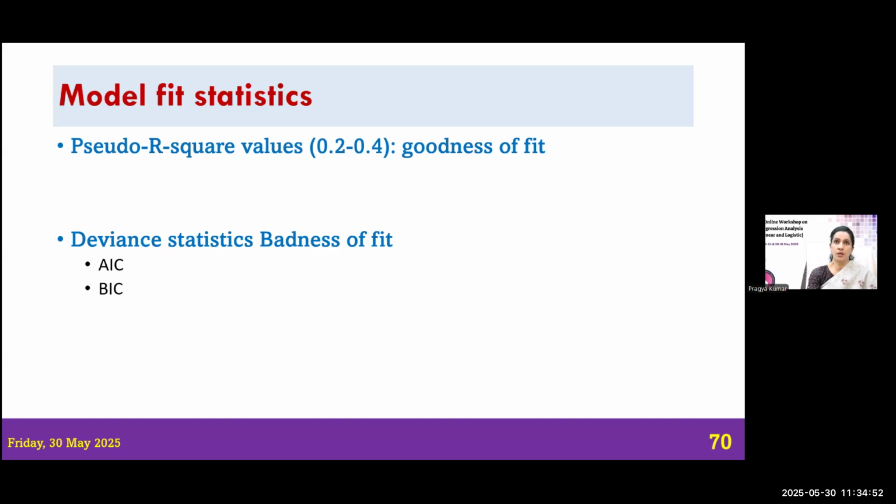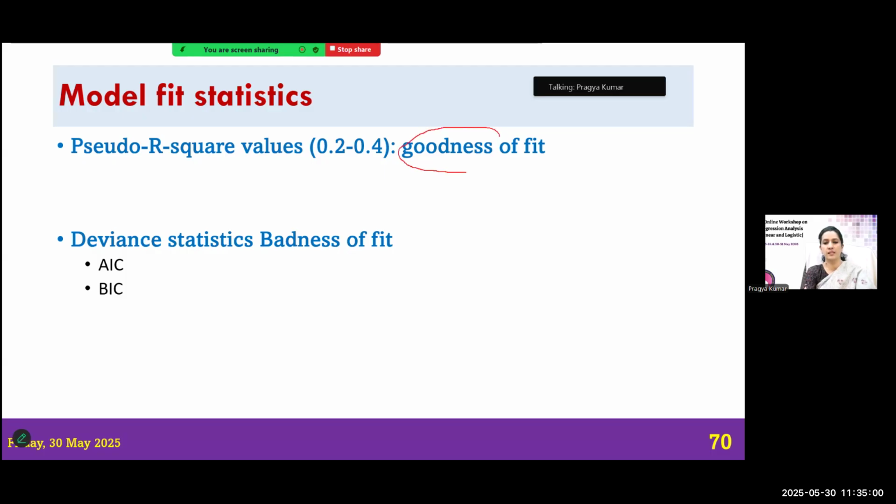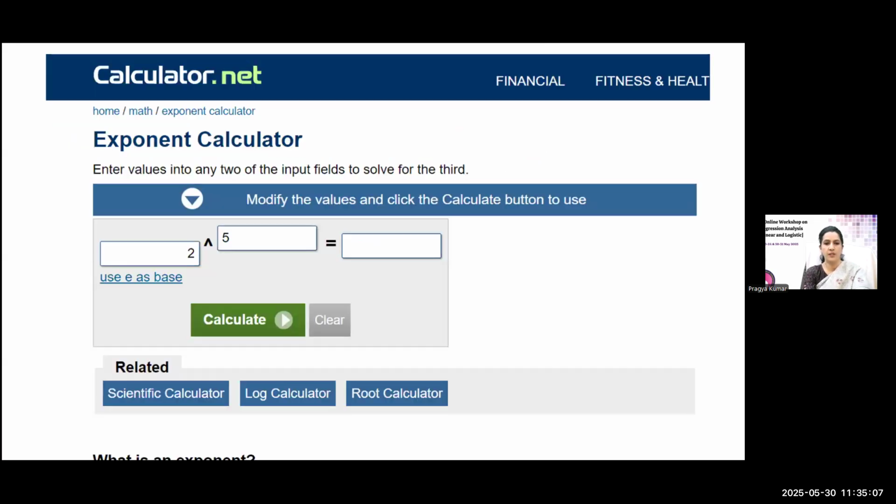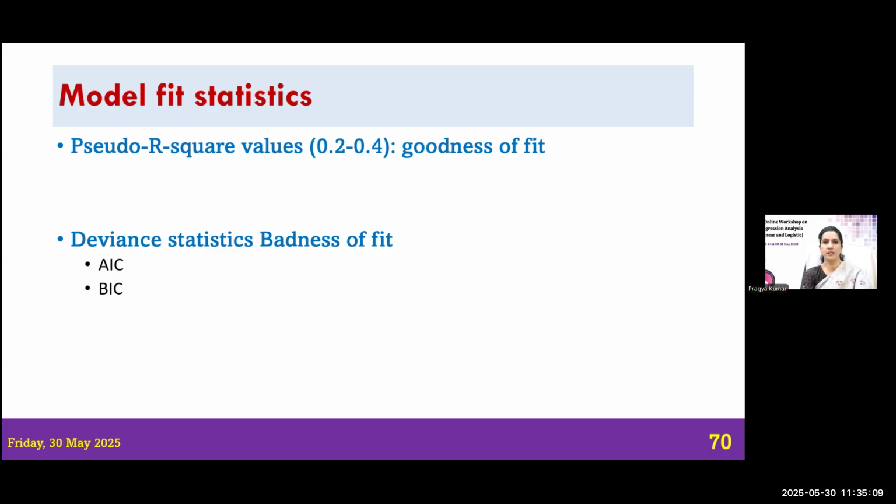There are two model fit statistics: goodness of fit statistics and badness of fit statistics. Goodness of fit is done by the R square and the pseudo R square. We call it a pseudo R square. Why? Because it is based on the calculation of probability.